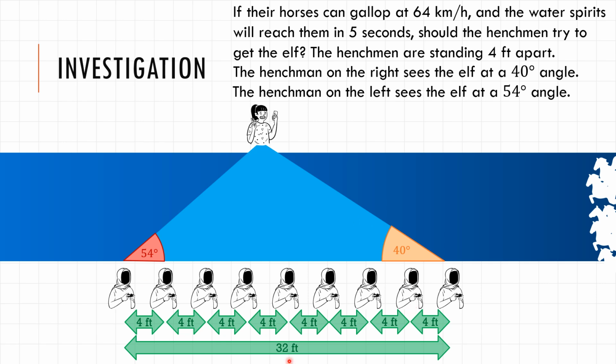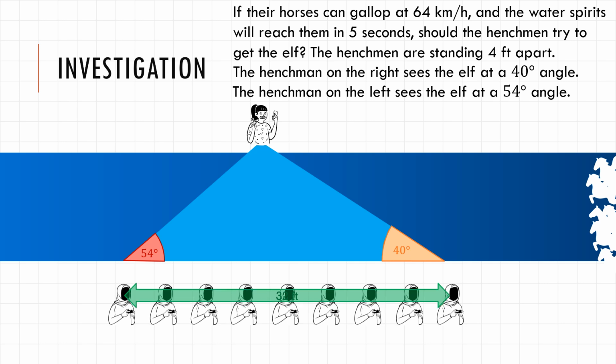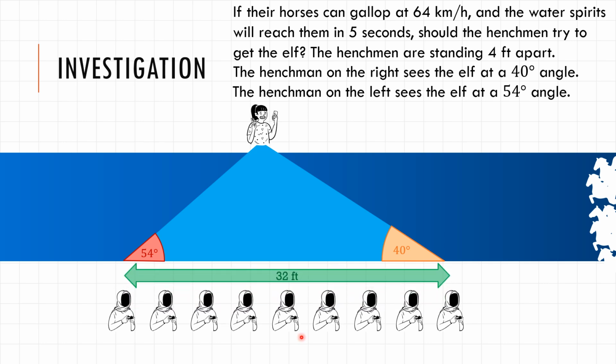And we can use this situation, creating a sort of triangle out of it. And now we can start to work to find out how far does this henchman have to travel? How far does this henchman have to travel to go get that elf? Can they make it over there?